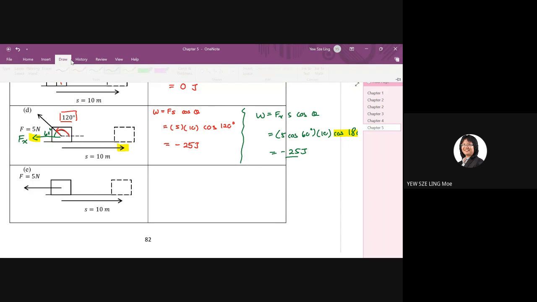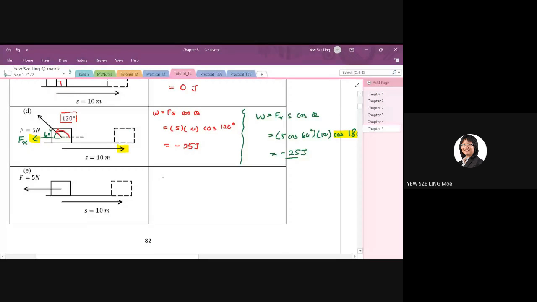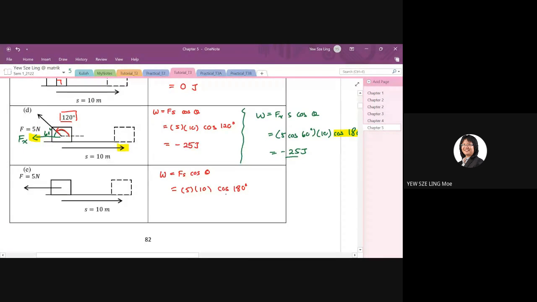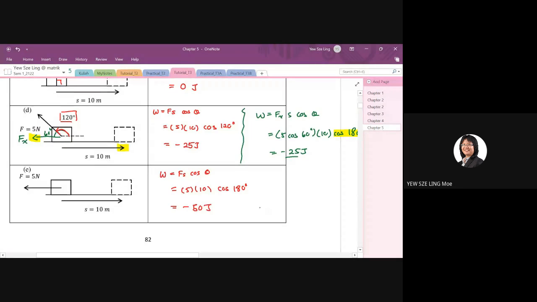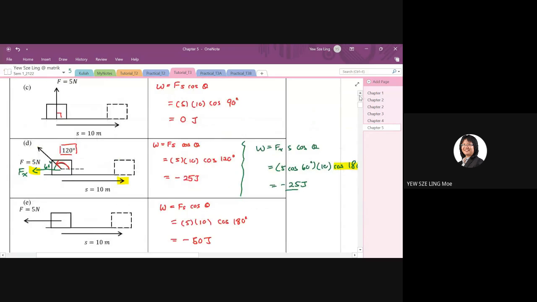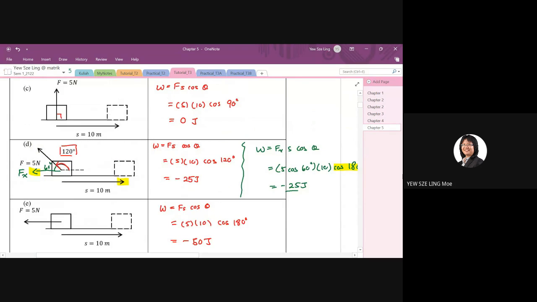So the last question is just W equals Fs cos theta. Okay, so F is 5, S is 10. Now you have cos again 180 degree. So it gives you negative 1. So negative 1 times 5 times 10 ends up negative 50 joule. Okay, negative 50 joule. So that is the complete answer for exercise 1.